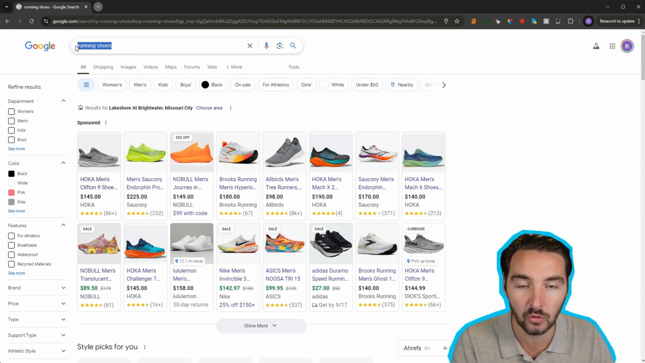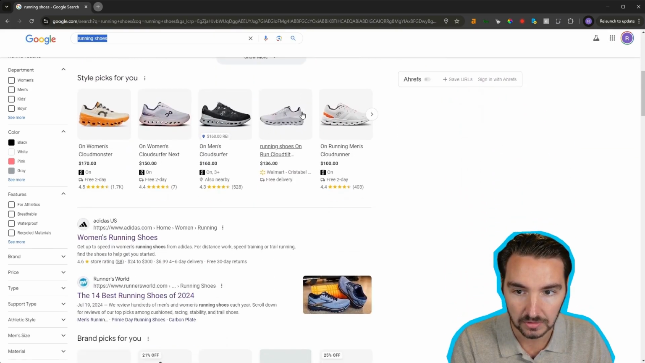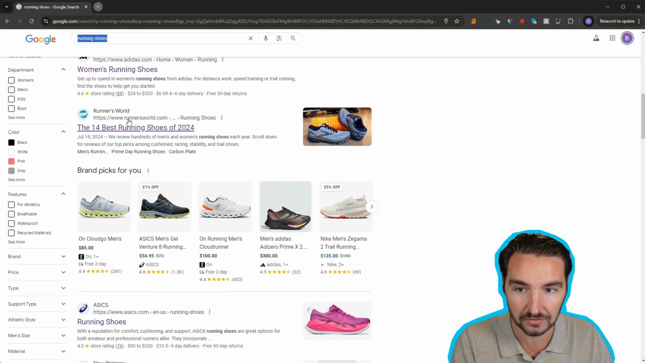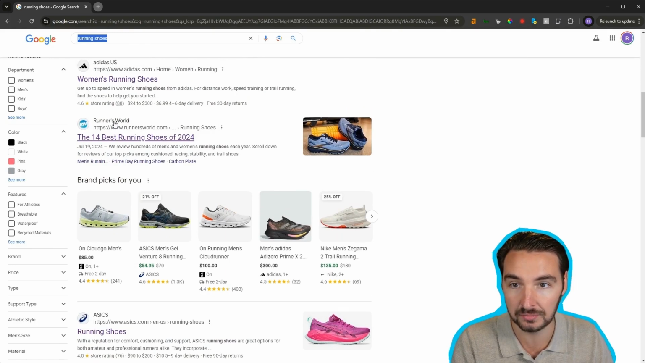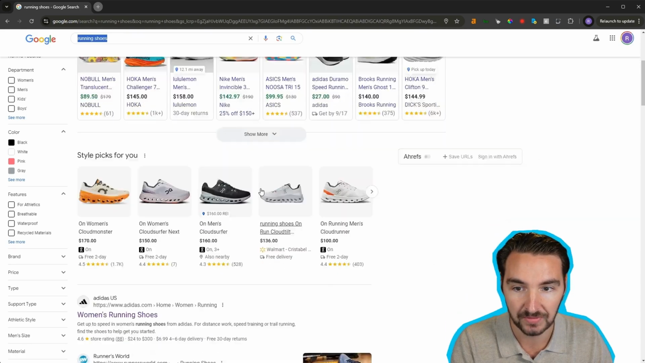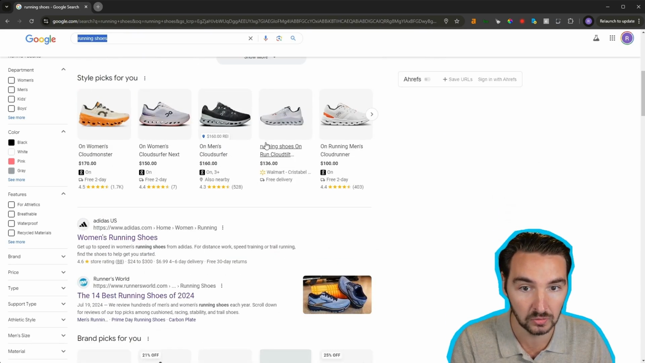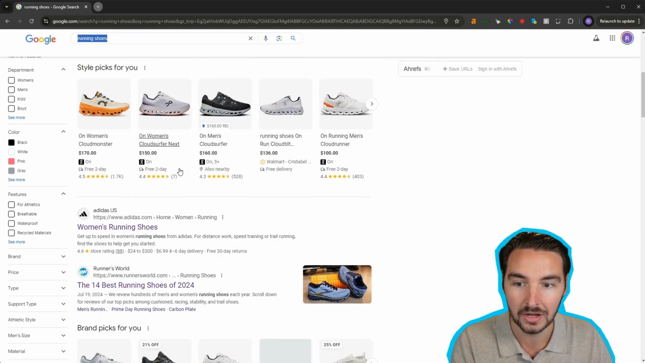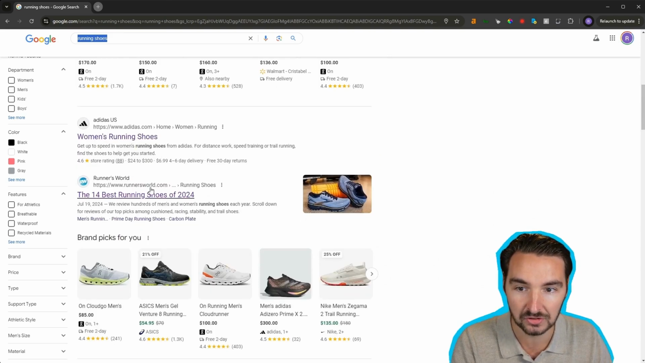Google gives us the formula that we need to rank for this page just by looking at how this page is structured. So let's keep going down. For example, we can even see here that Runner's World is one of the very first organic rankings. So this is of course all ads based here. And then we go to actual styles picked for you. I love On shoes, so that's a no-brainer. But then down here, these right here, these are actual organic ones.